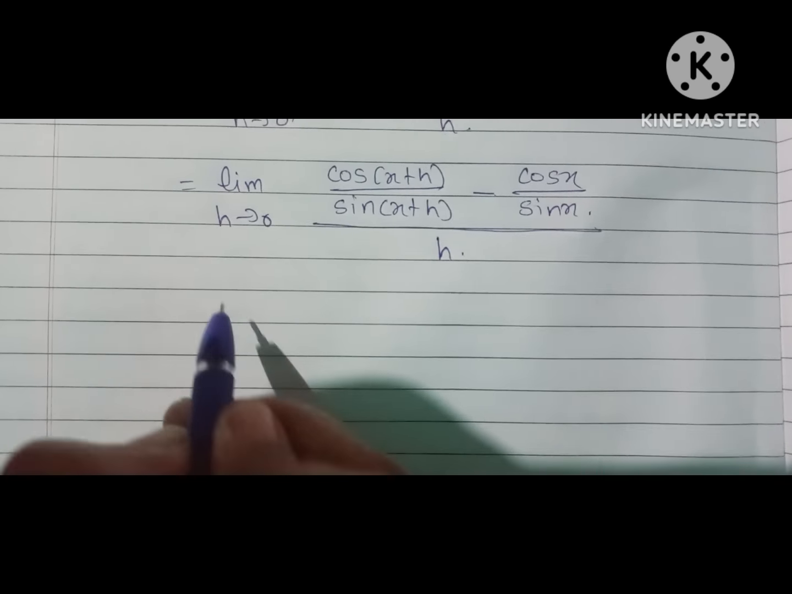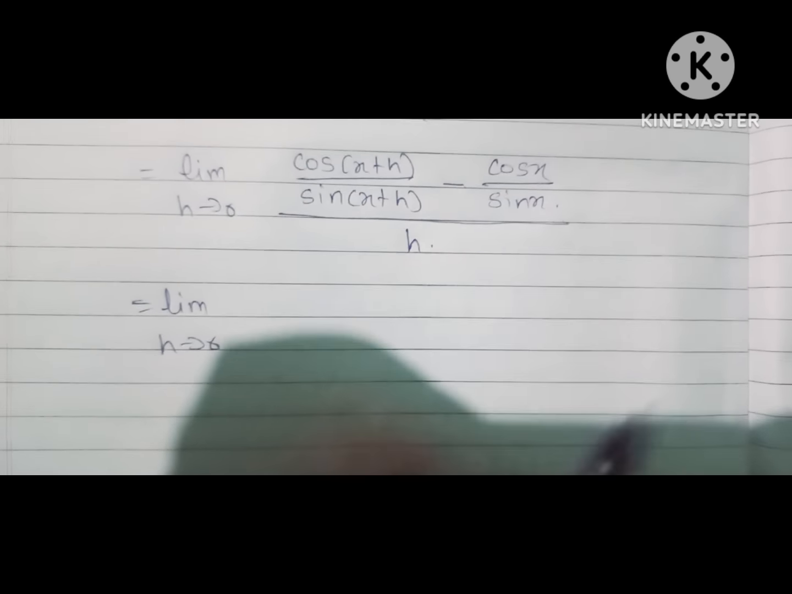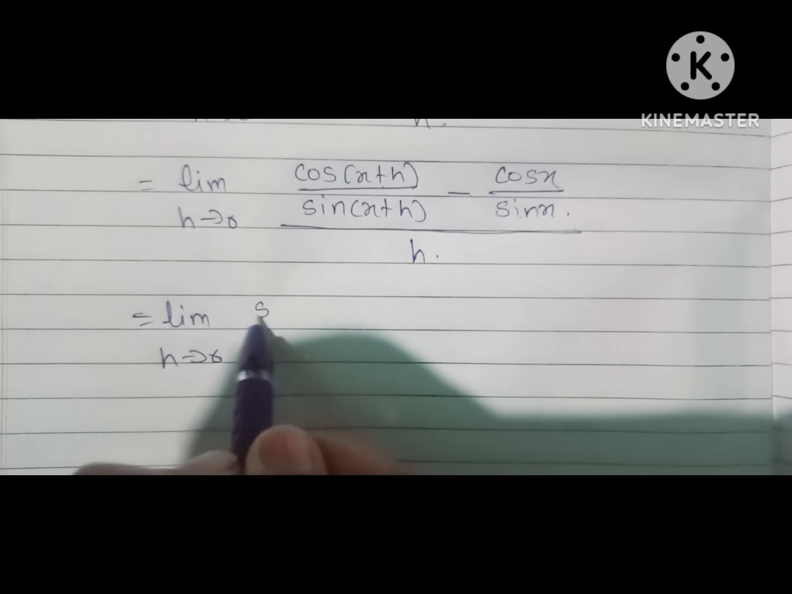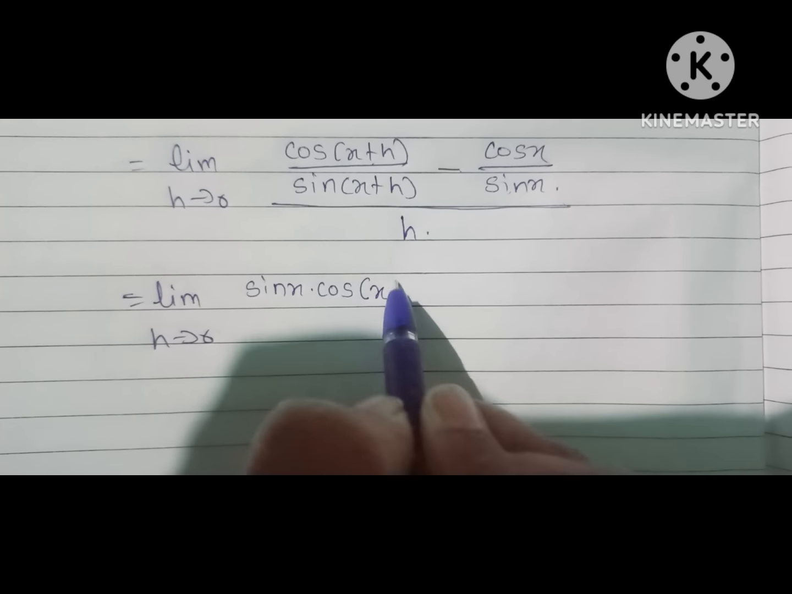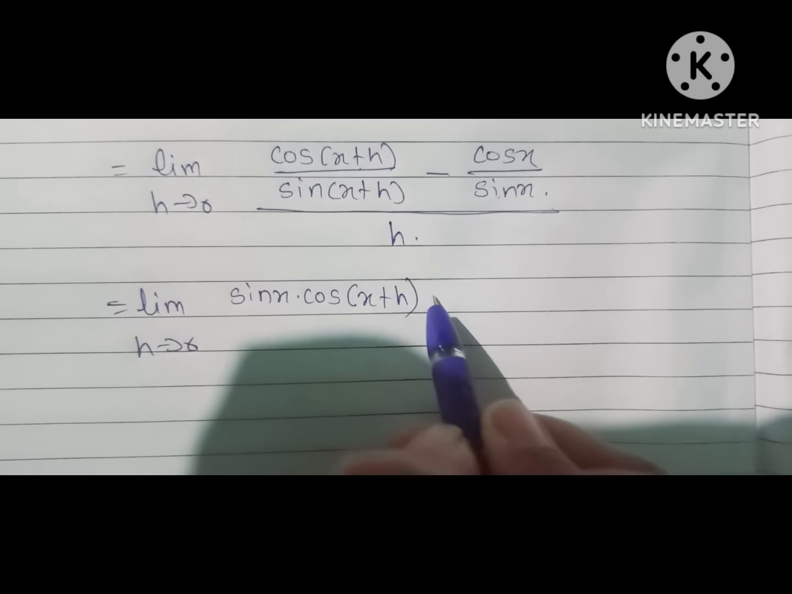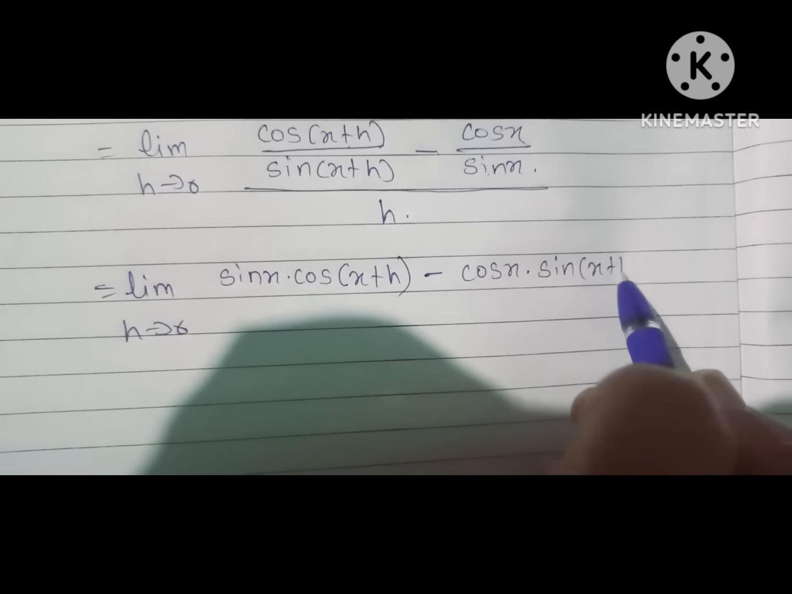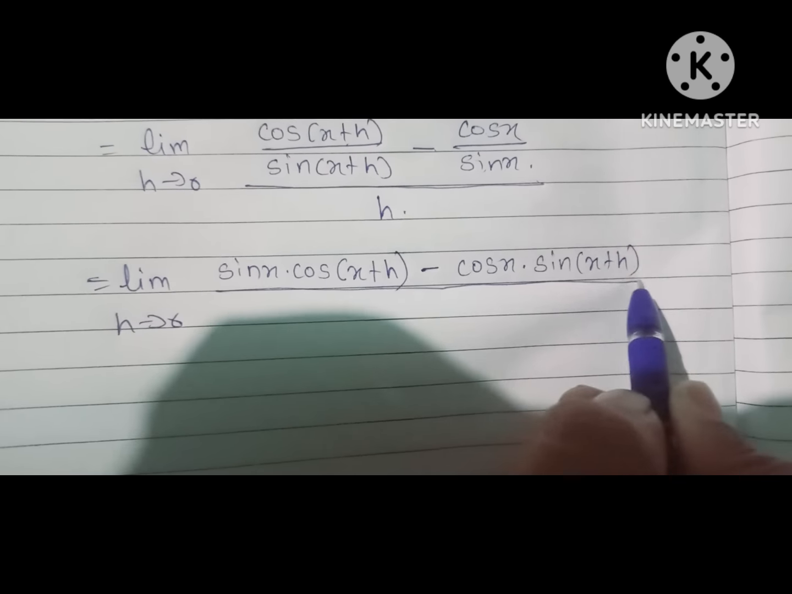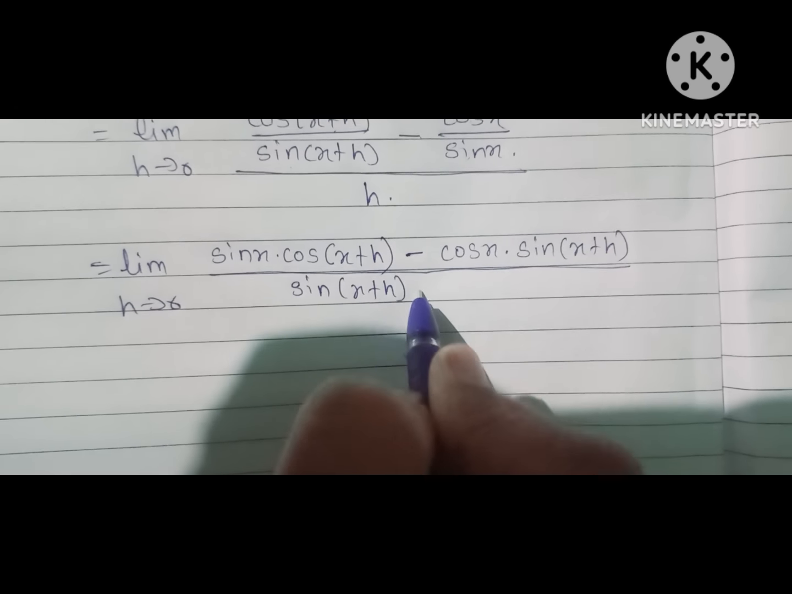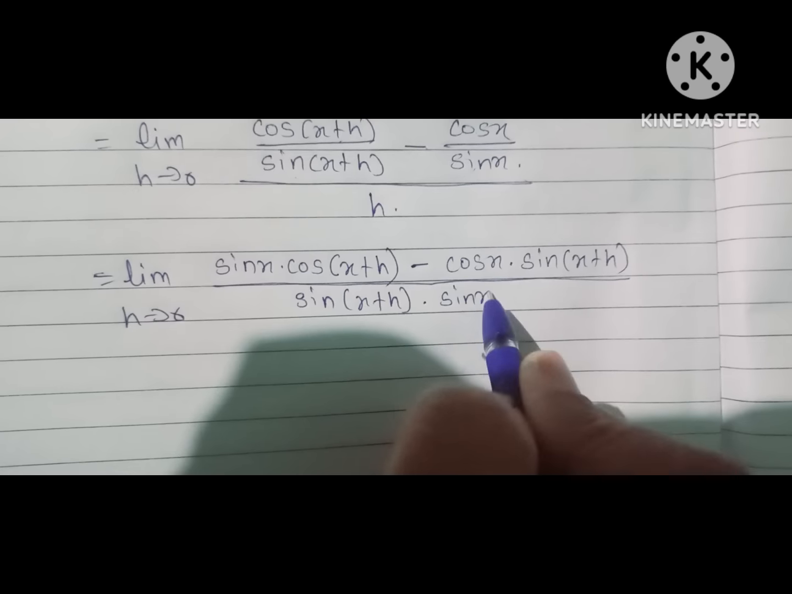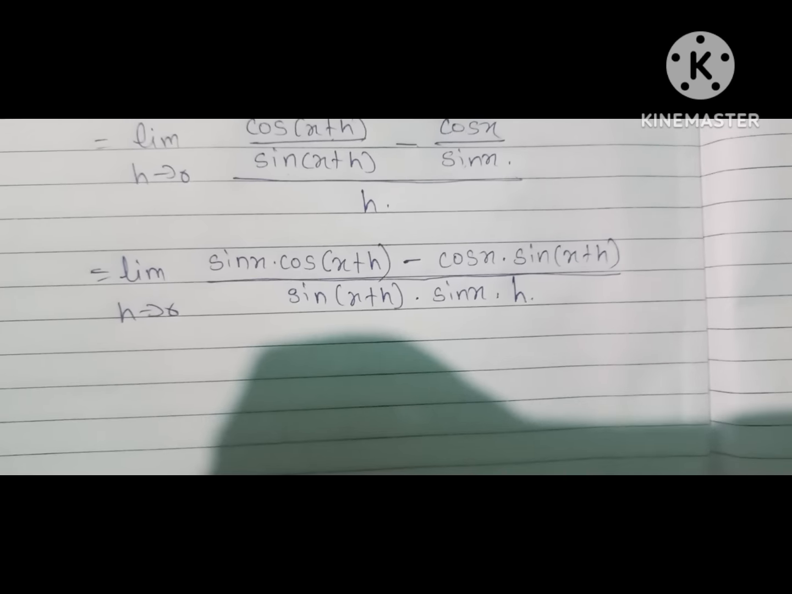Okay, moving forward, we have to cross multiply these things. So it becomes sin x into cos of x plus h minus cos x into sin of x plus h, upon sin of x plus h into sin x. And this h in the denominator stays as it is.